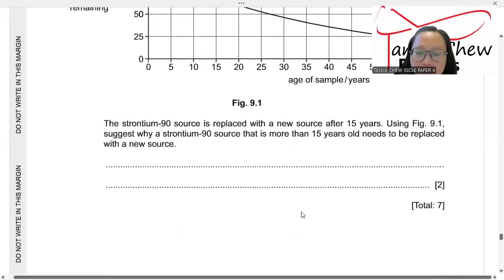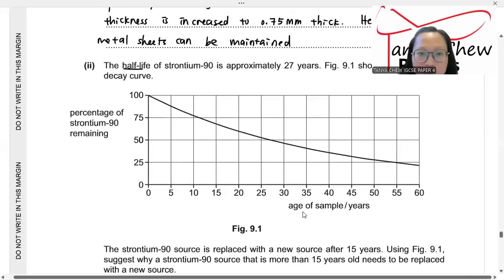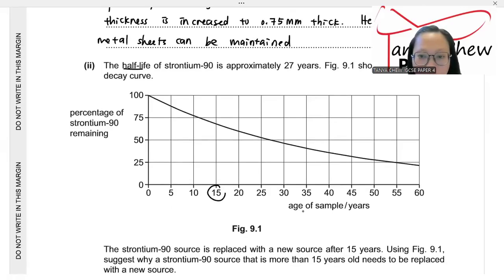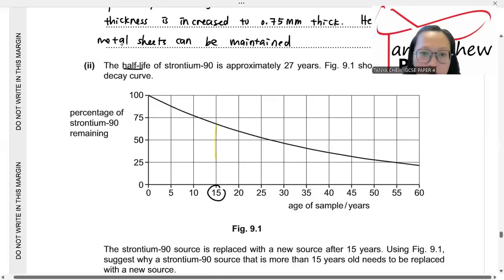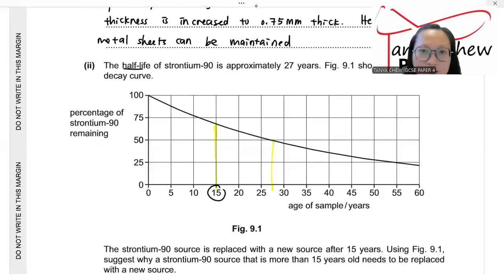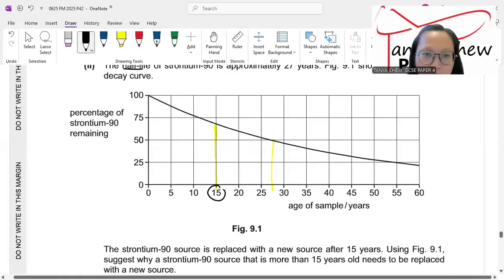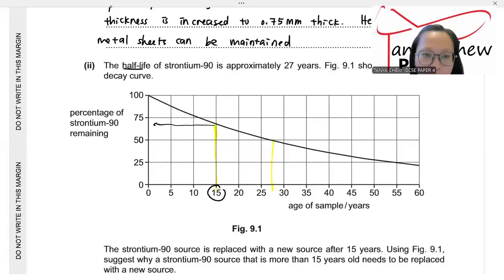Strontium-90 source is replaced with a new source after 15 years. You see, 15 years is here, right? I will highlight this. 15 years drop. Okay, this is 15 years. This is half-life, 27 years. You see that? I want you to see this. Okay, this is 15 years. This is about, okay, 27, somewhere here.